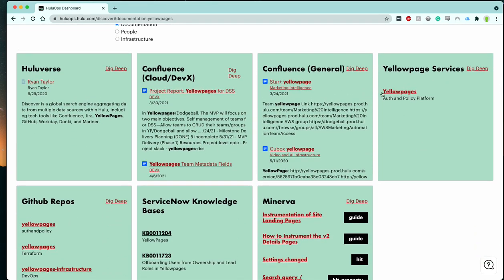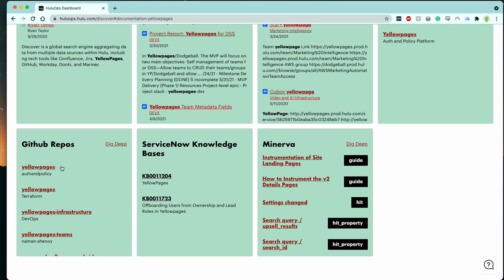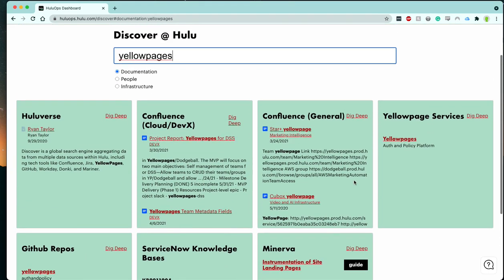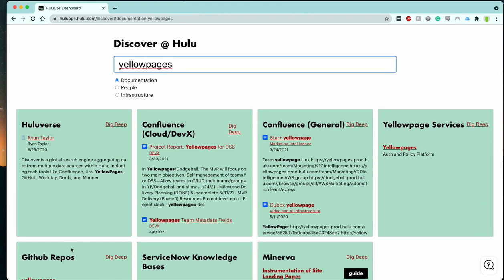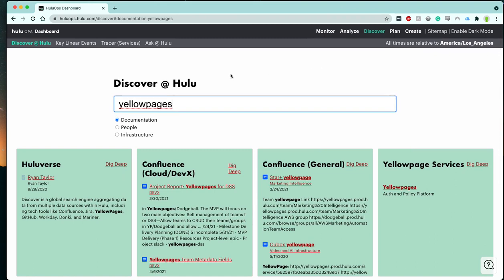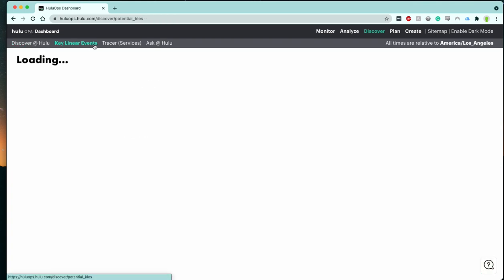I can actually look at the services. I can look at the GitHub repos. I can look at the ServiceNow knowledge bases that exist for my team. I can also look at Minerva. And so looking at all of these different sources of truth from a single search, highly powerful. This is the most used page on the HuluOps dashboard aside from our calendar, which I'll show you shortly. So I don't want to spend a lot more time on this. Everybody understands search. Everybody gets the sources that we are searching through.